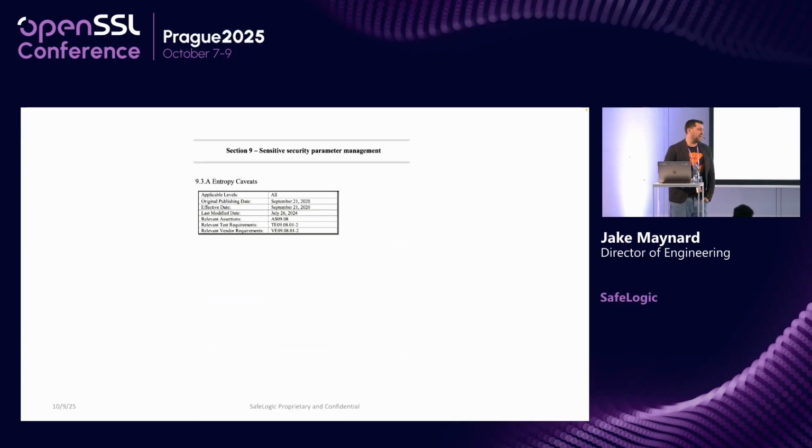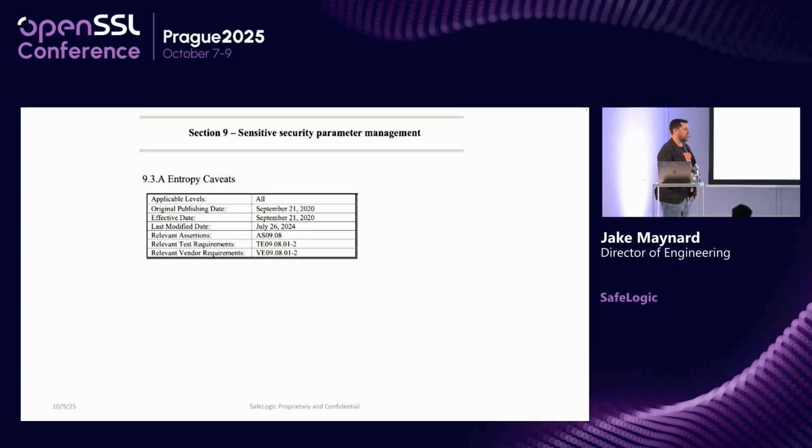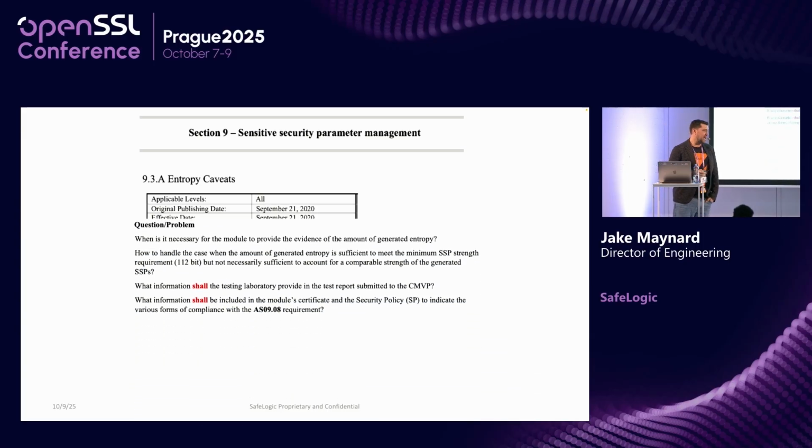So finally, 3.5 months later in July, we see an update to the FIPS 140-3 implementation guidance. Here we have excerpts from section 9, which covers sensitive security parameter management. Section 9.3.A talks about entropy caveats and answers questions like, when is it necessary to provide entropy reports? Or what if my entropy source meets minimum requirements of 112 bits, but it does not generate enough entropy to match the strength of the SSPs required of my algorithms? So wherever you're at with your entropy source, there's a caveat for you.